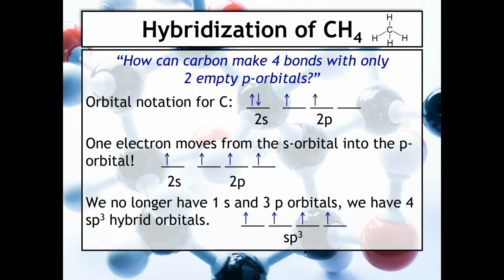And so basically we say that we can blend those atomic orbitals to make these new things called hybrid orbitals, all of equal energy. So instead of having 2 electrons in the 2s and 2 electrons in the 2p, now we have 4 electrons in this new hybrid orbital called sp3.